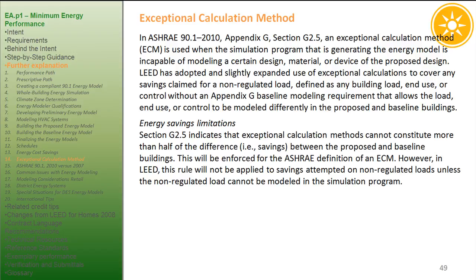Energy savings limitations. Section G2.5 indicates that exceptional calculation methods cannot constitute more than half of the difference, that is, savings, between the proposed and baseline buildings. This will be enforced for the ASHRAE definition of an ECM. However, in LEED, this rule will not be applied to savings attempted on non-regulated loads unless the non-regulated load cannot be modeled in the simulation program.